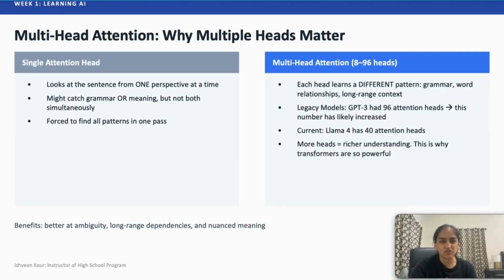Let's say you're reading an article. Having a single attention head is like one person reading the article, taking notes, and then writing a report on it. But multiple attention heads is like if you had 96 people read an article and then combine their notes to make one mega article. As you can see, more heads will lead to a richer understanding of the text. Most good transformer models have multiple attention heads. For example, GPT-2, which is a pretty old model, had 12 attention heads, and GPT-3, which is still kind of old, had 96 heads. Currently, Llama 4 has about 40 heads.